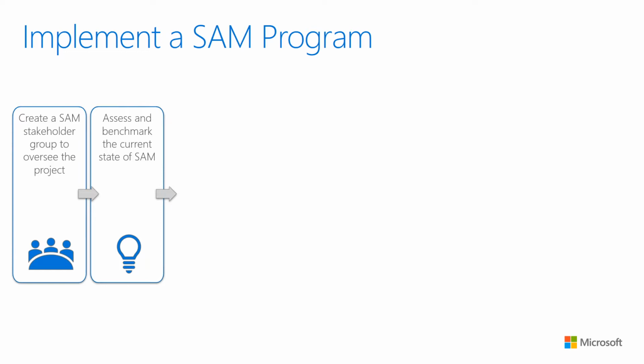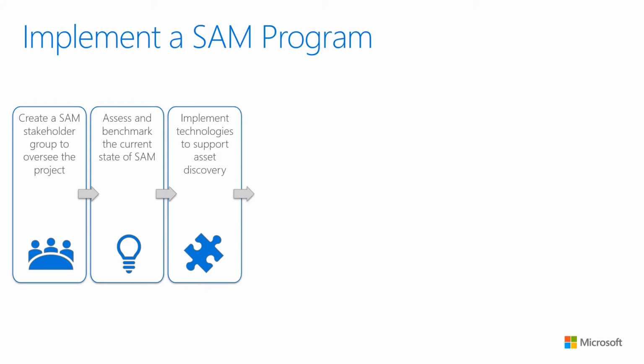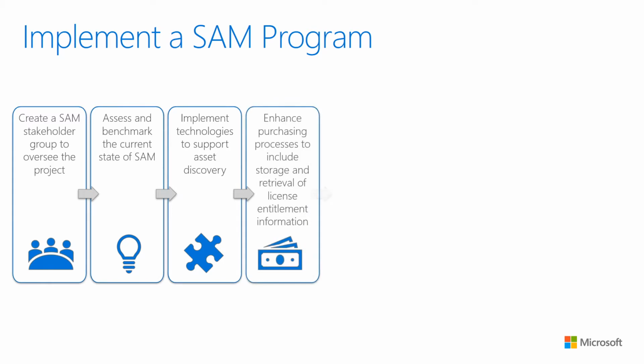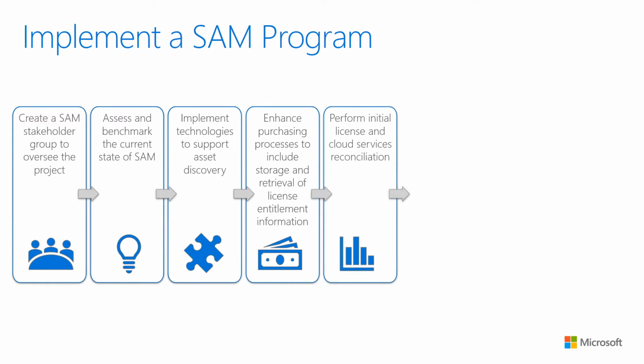Most organisations will start at the basic or standardised level and will work towards dynamic SAM, but moving through just one level at a time. Starting small and growing big is just fine. And then it's about going through the activities that we looked at in Module 2, collecting inventory information by implementing technology to support asset discovery, to enhance purchasing processes, to include storage and retrieval of license entitlement information, and then doing the initial license and cloud services reconciliation.